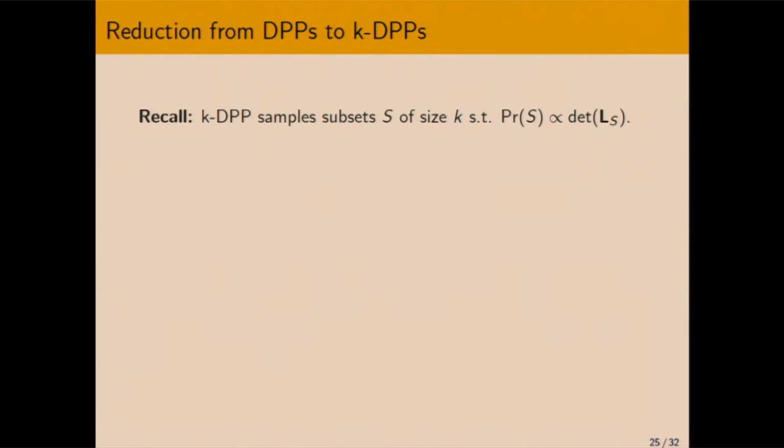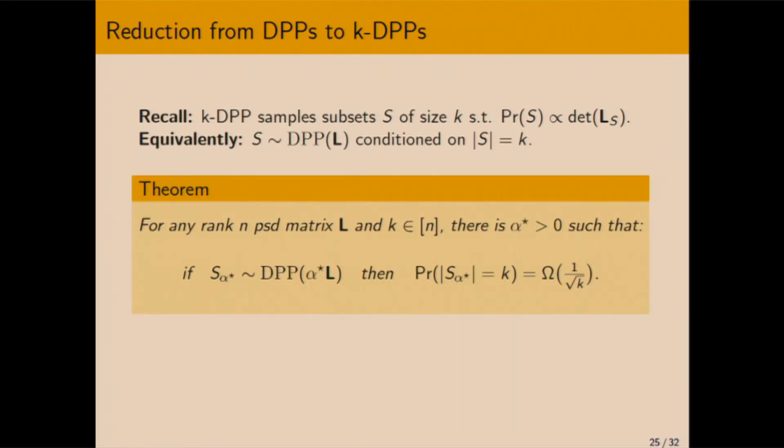And finally, there's a reduction from DPPs to k-DPPs that we proposed. Well, what is a k-DPP? It is just a DPP for which we restricted ourselves to a particular subset size. So there's an obvious rejection sampling strategy we can do to pick only the subsets of the right size. And it turns out there is a way to rescale a DPP such that the probability of one particular subset size is order 1 over root k.